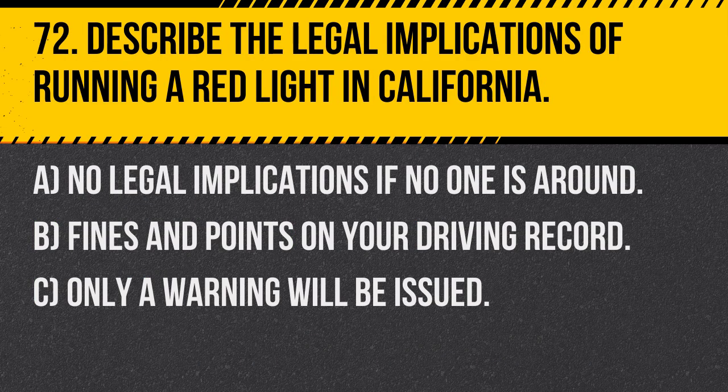Question 72. Describe the legal implications of running a red light in California. A. No legal implications if no one is around. B. Fines and points on your driving record. C. Only a warning will be issued. Answer: B. Fines and points on your driving record. Running a red light is a serious traffic violation with significant penalties.